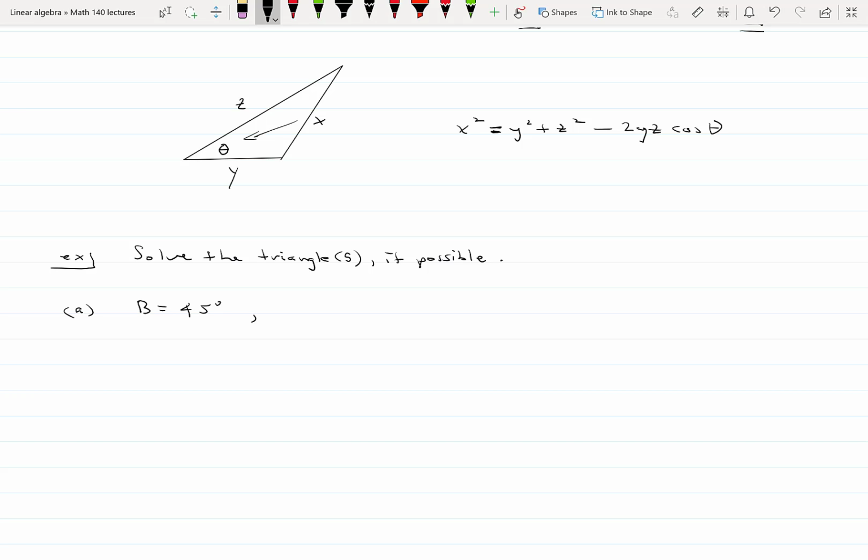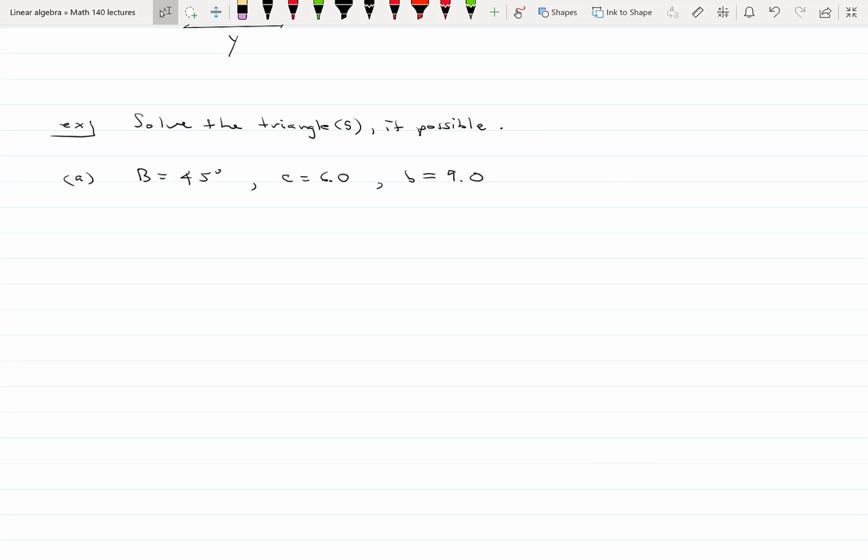Let me make sure I got these right. C, small c, is, let's say, 6.0. And what else? Small b is 9.0. Okay, so let's do this.